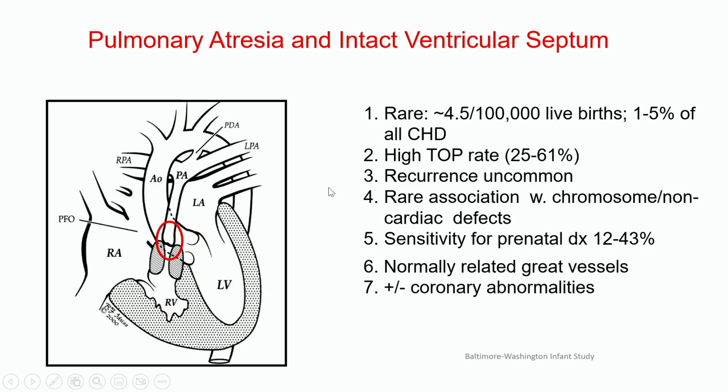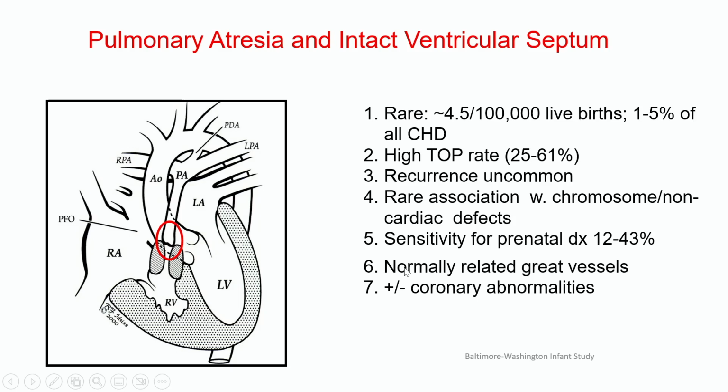Pulmonary atresia and intact septum is rare, much more rare than tricuspid atresia. Only 1 to 5% of all congenital heart diseases. There's a high termination rate, probably because of the coronary anomalies that can accompany this. Recurrence is uncommon. It's much more rarely associated with chromosome abnormalities and non-cardiac defects. And the prenatal diagnosis rate many years ago was pretty low, but I think it's much higher right now.